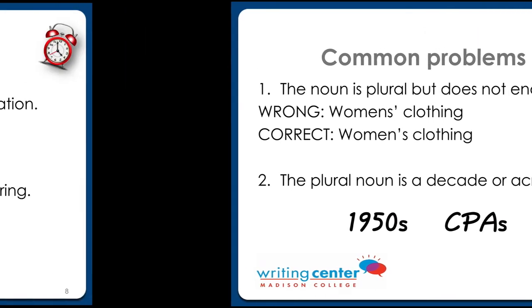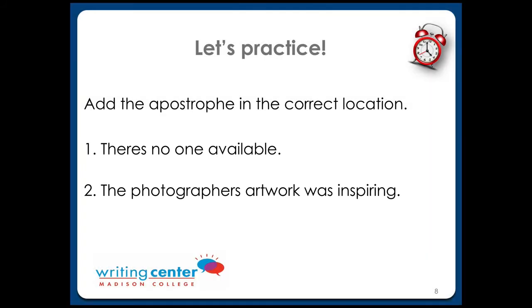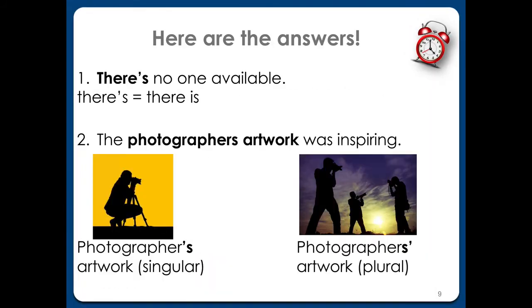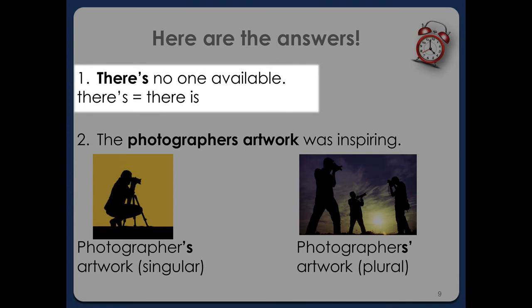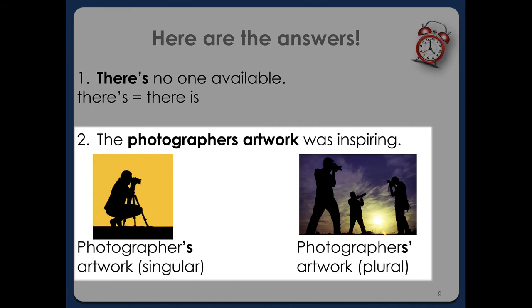All right, it's time to practice. Pause this video and add the apostrophes in the correct locations. Here are the answers. In the first sentence, there is has been contracted to theirs, so we add an apostrophe where the letter I used to be. In the second sentence, the apostrophe is used to indicate possession.